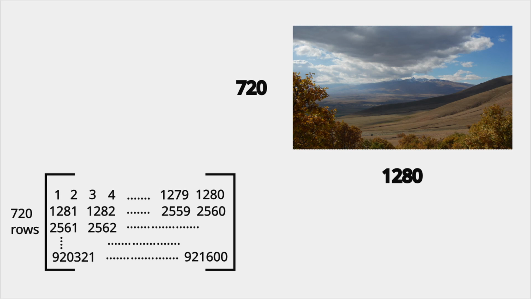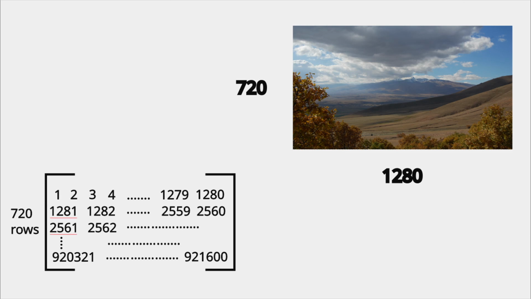Now, with all this in mind, I pose the following question. Where do you expect the 1281st pixel to be? How about the 2561st pixel? You can think of that as 1280 plus 1280 plus 1. If you responded with the beginning of the second and third rows respectively, you would be correct.